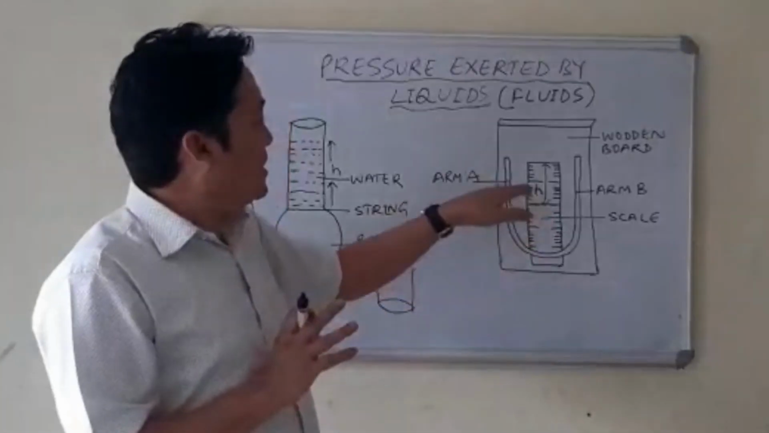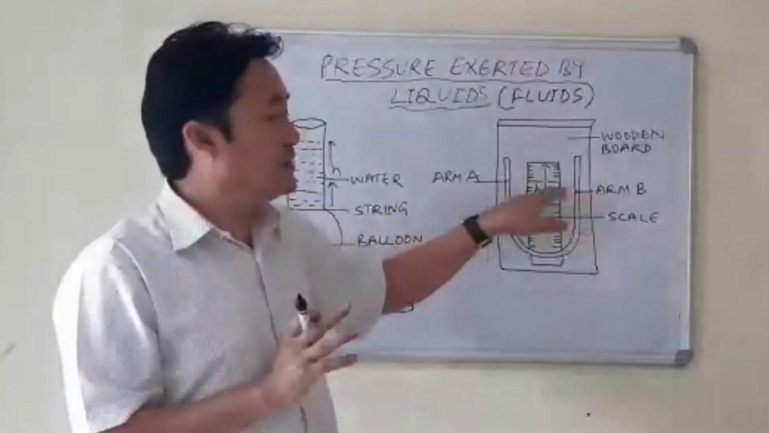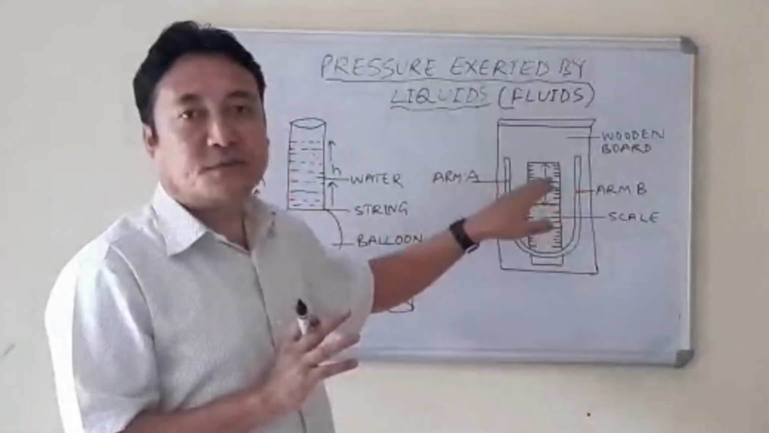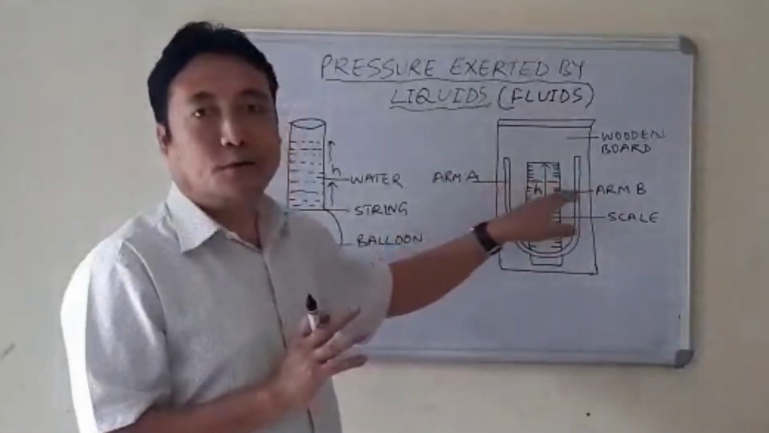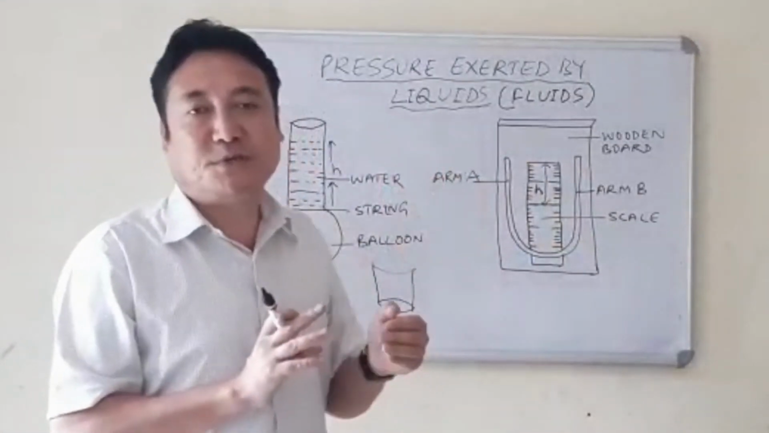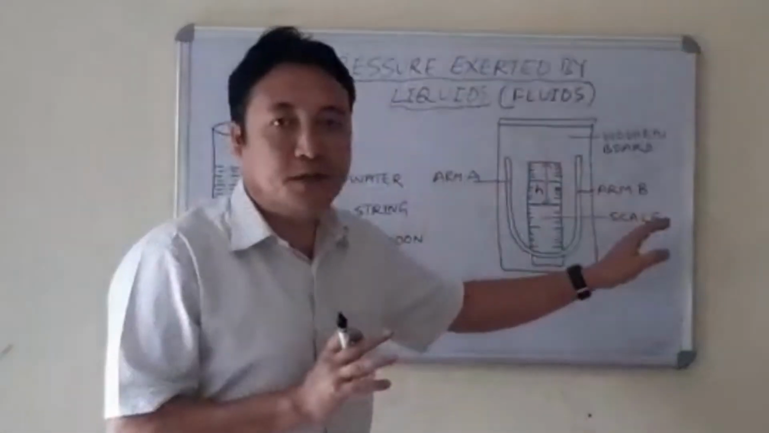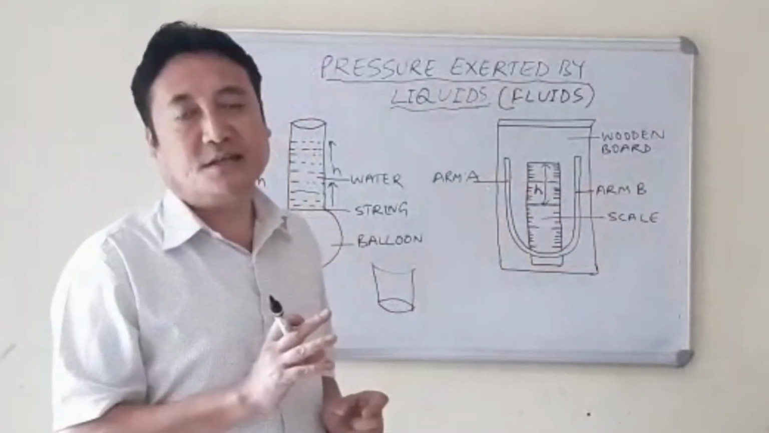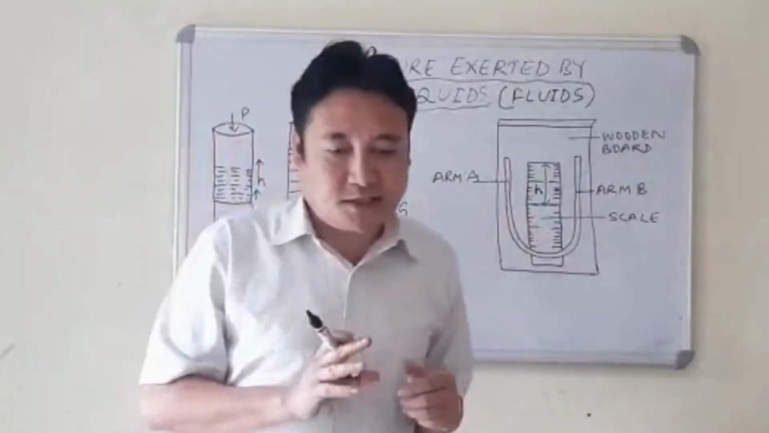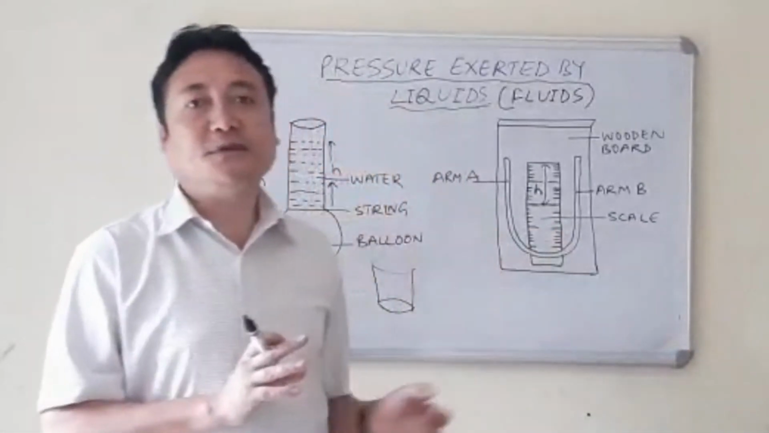Now the level of the water which rises on both sides of the arms of the tube will give the reading on the scale. The scale gives the reading of the level of the liquid column in both arms of the tube. The difference between the level of the liquid column in arm A and arm B gives the pressure exerted by the liquid. This is how the manometer works. In the next class, we will come to the next point, which is Pascal's law and the characteristics of liquid pressure. Thank you.